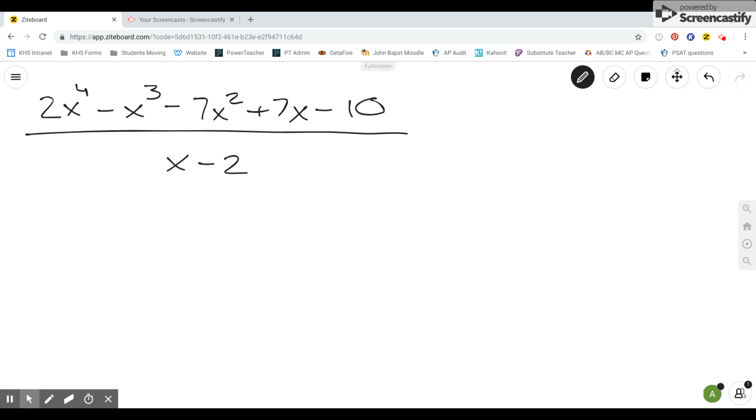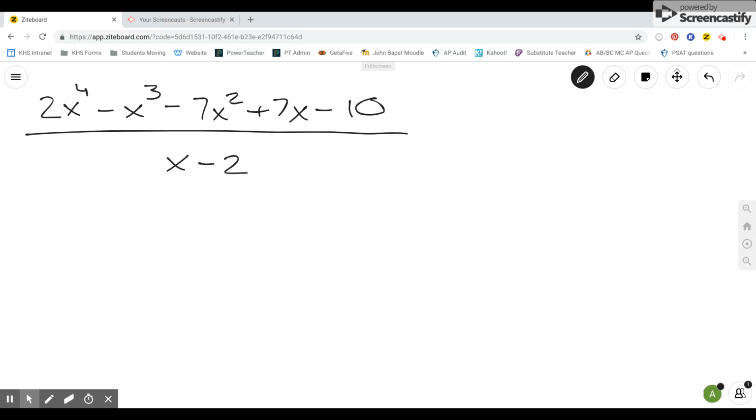Okay, so we are going to do some synthetic division to divide polynomials. So we have this lovely fourth degree polynomial divided by x minus 2. This is the same thing as long division. It's just a lot quicker, and you're just taking the coefficients and the 0.